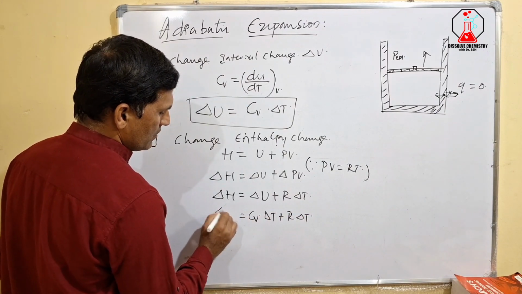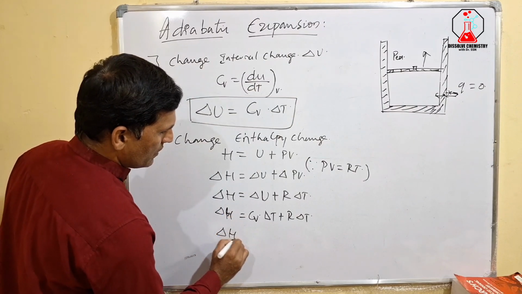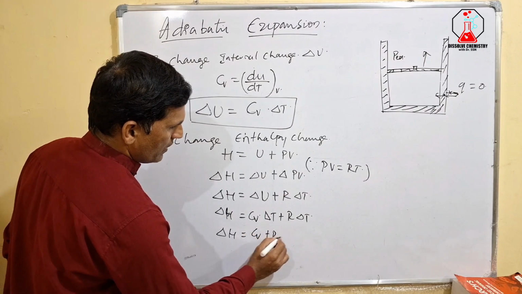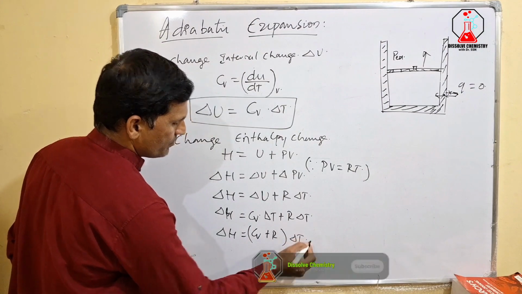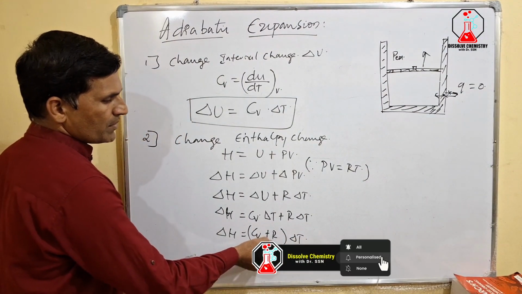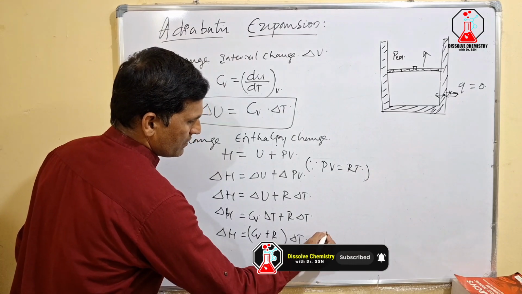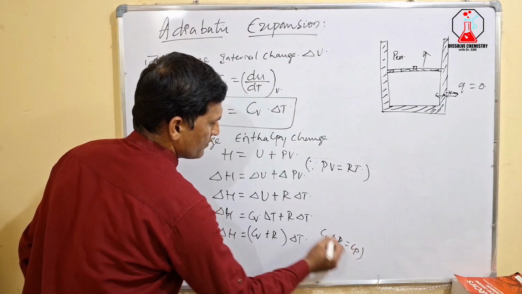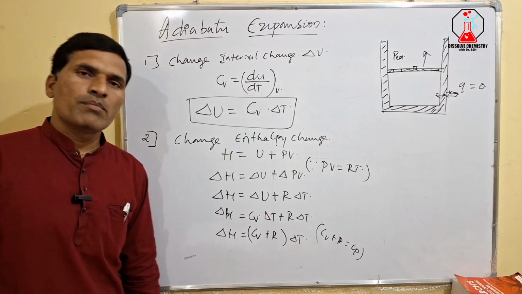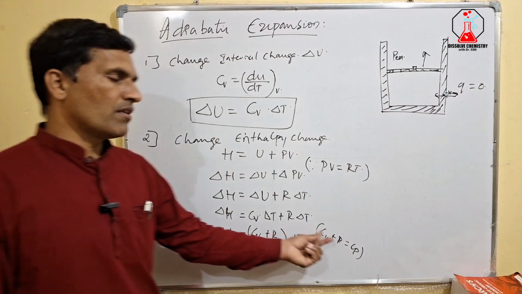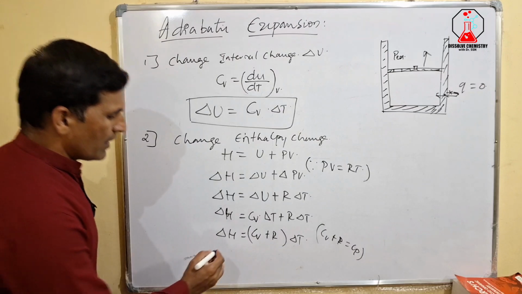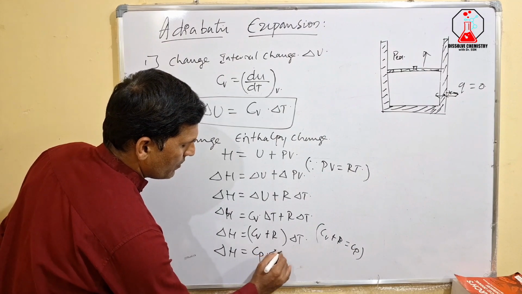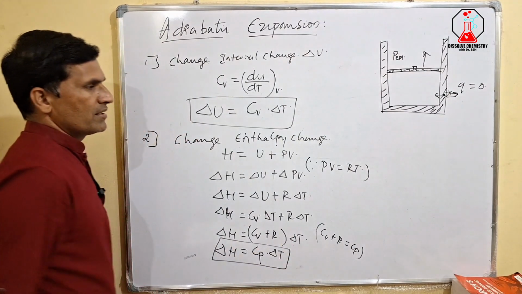Now delta H is equal to, taking delta T outside, Cv plus R into delta T. We know that Cv plus R is equal to Cp: the molar heat capacity at constant pressure is equal to the molar heat capacity at constant volume plus the gas constant. Therefore delta H turns out to be Cp into delta T. That is how we determine it.